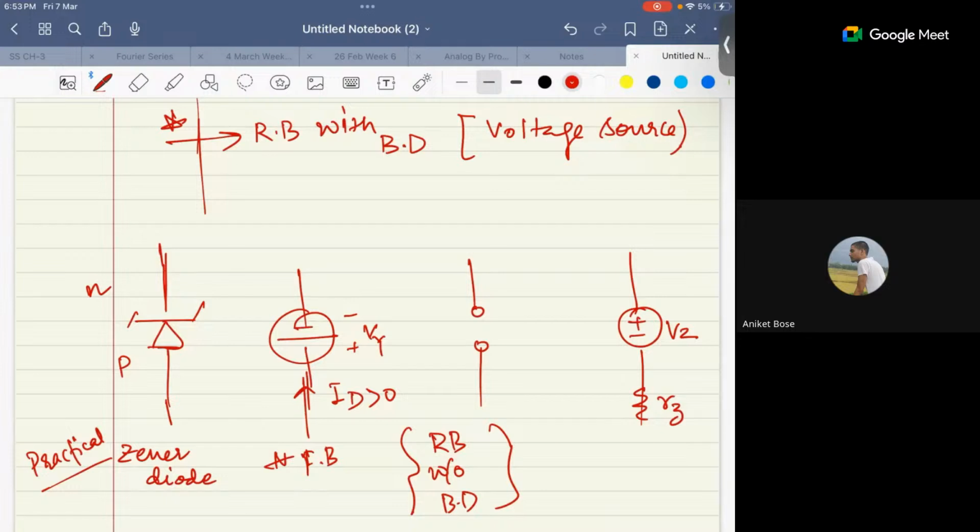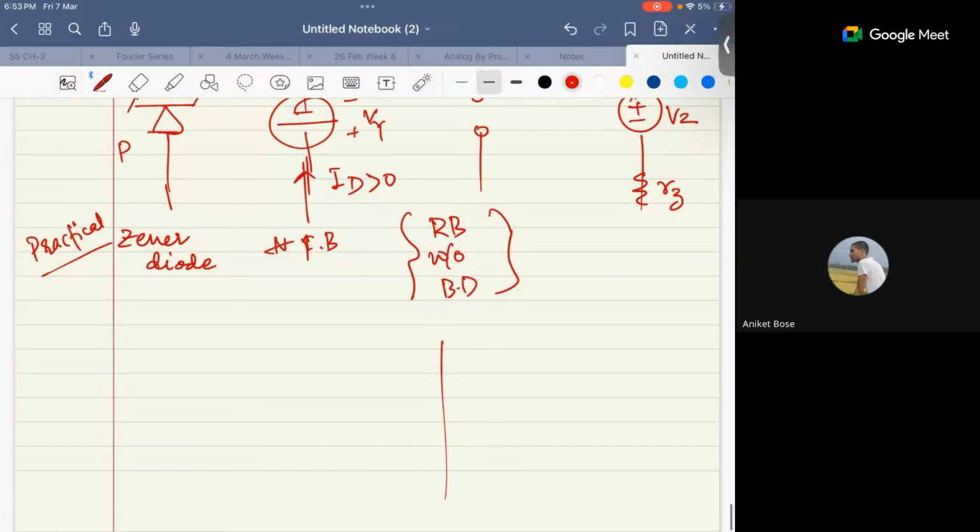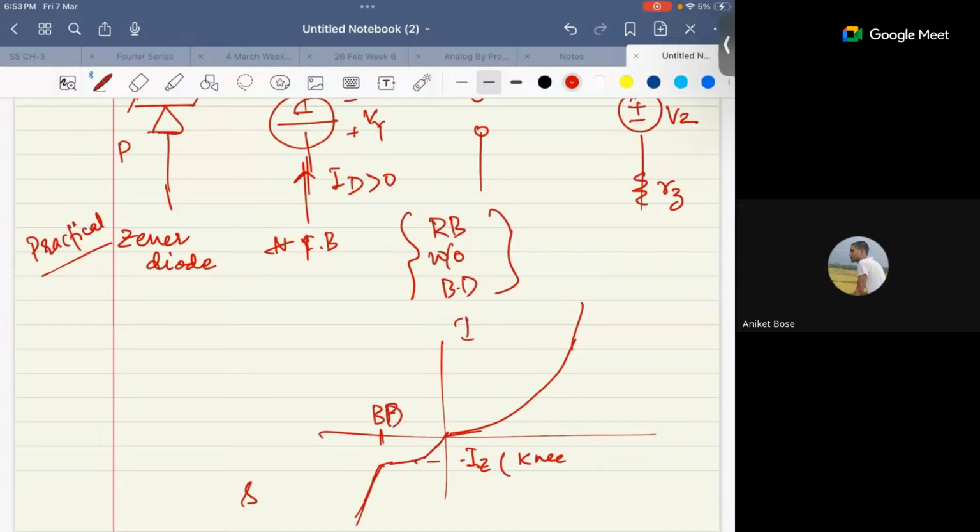If you know the graph, generally how does it behave? It will go something like that, and then here you have some IK. IK you generally call the knee current. And then at breakdown voltage, it goes something like that. Here this is current, this is voltage. So the slope is 1 upon R, and 1 upon R is coming out to be very large. So R is normally small, for example 5 to 10 or 100 ohm. The resistance across the Zener diode is very small, because you can see that from the plot itself.